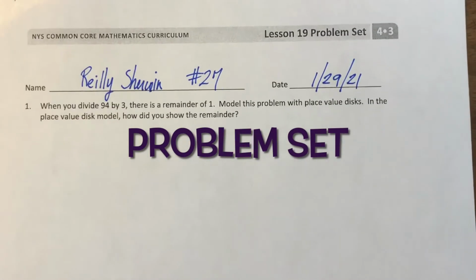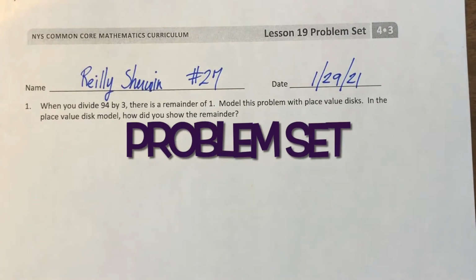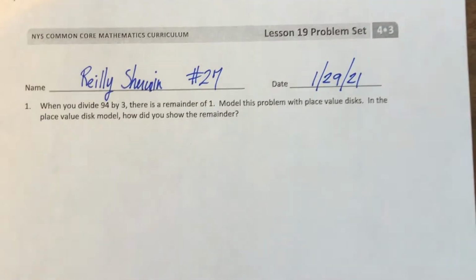Okay, here is our problem set. Let's read and go through this and basically conquer these problems together. It says, when you divide 94 by 3, there is a remainder of 1. Model this problem with place value disks. In the place value disk model, how did you show a remainder?